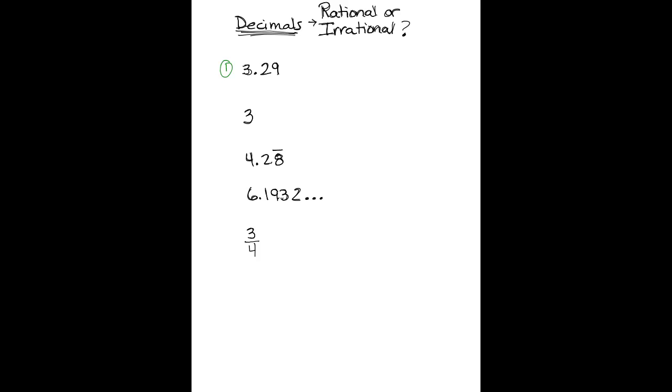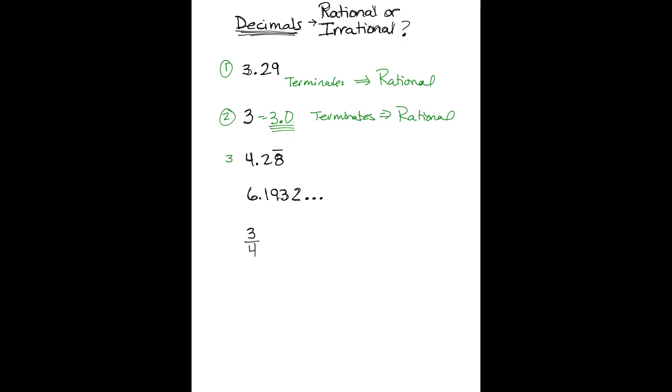The first one is 3.29. It's a decimal. It ends, which means it terminates. Therefore, we know it's rational. The second one is 3. Well, 3 can be written as 3.0, which is a terminating decimal. 3, you would notice also, is one of our whole numbers and one of our positive integers, so we know right away that it's rational. But if we look at it in terms of writing it as a decimal, it too is terminating, so we know that it is rational.